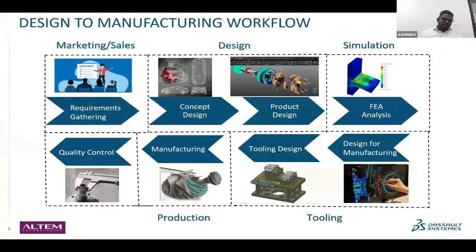This is the design to manufacturing workflow. We know the entire product development cycle involves different processes, starting from requirement gathering, then design, simulation, manufacturing, and quality. Finally, the product will be launched to the market, right? The marketing team will start gathering the requirements. Based on those requirements, multiple concepts will be developed. Out of those, a few concepts will be finalized and approved, and for those concepts, the detailed designing will be done. That is the product design.